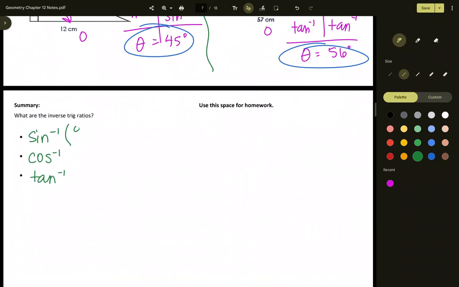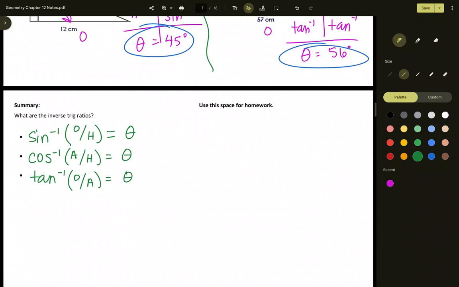Sine inverse of opposite divided by hypotenuse is going to equal your degree. Cosine inverse of adjacent divided by hypotenuse is going to equal your degree. And tangent inverse of opposite over adjacent is going to equal your degree. And then it kind of eliminates the need for a t-chart if you do it this way. But the t-chart's nice because you can set it up the same as you did for the regular sine, cosine, tangent, solving for a missing side, right triangle trig ratios.